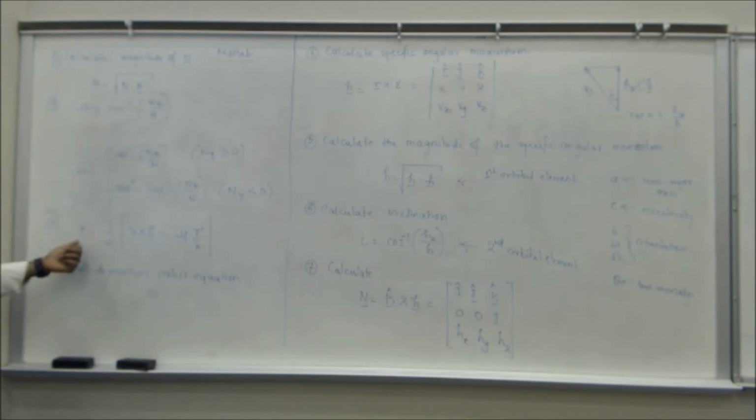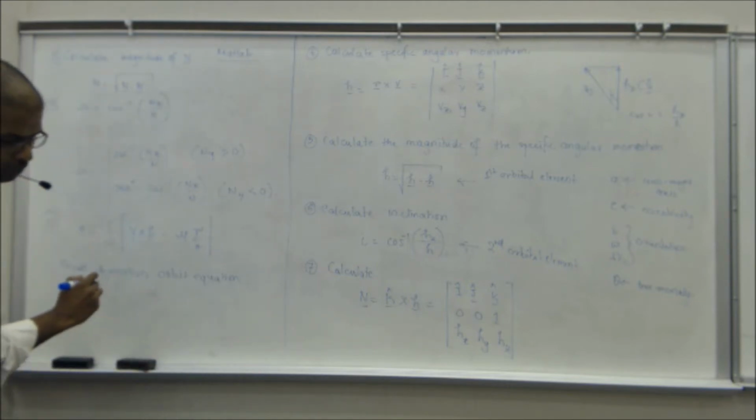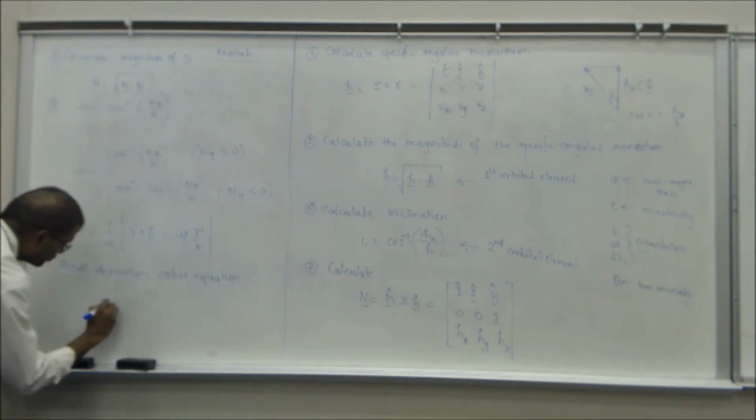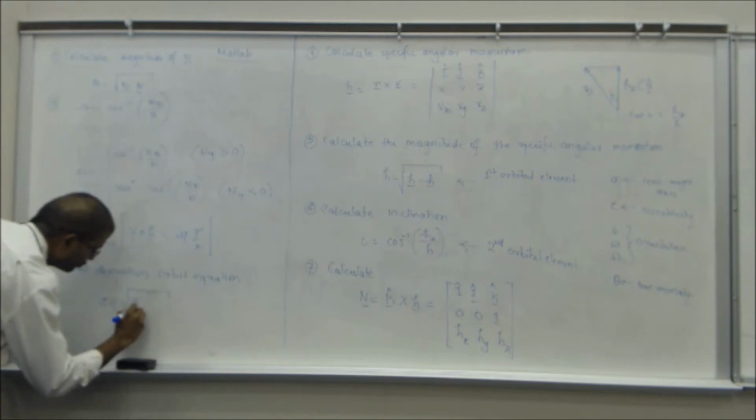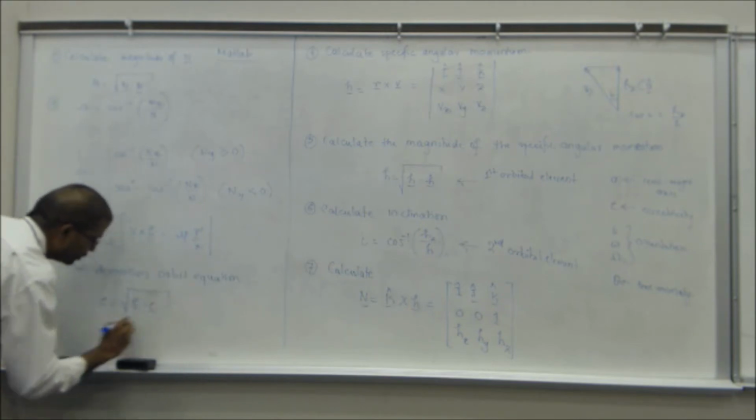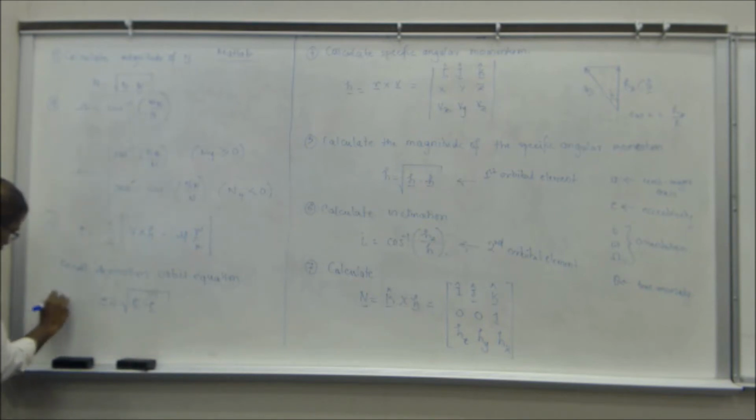And once you know this is the eccentricity vector, keep in mind. So how do you calculate eccentricity itself? E would be root of E dotted with E. Okay. This is step number 11.